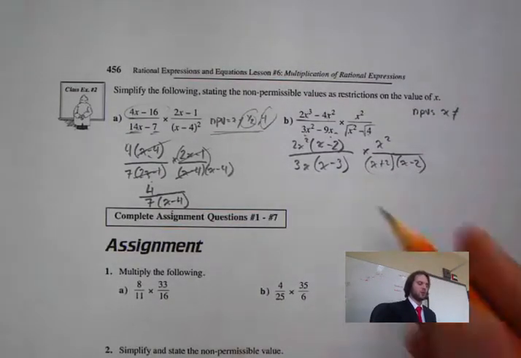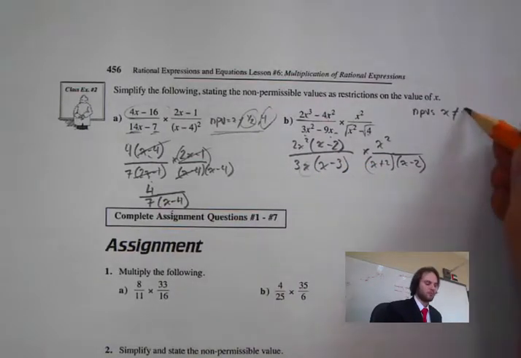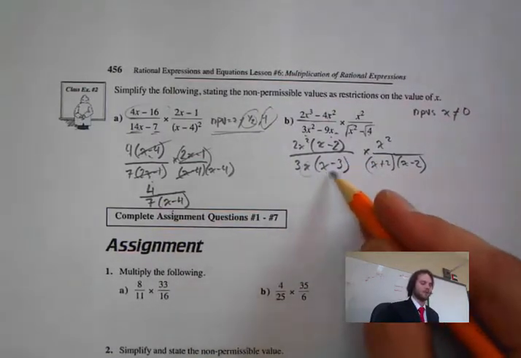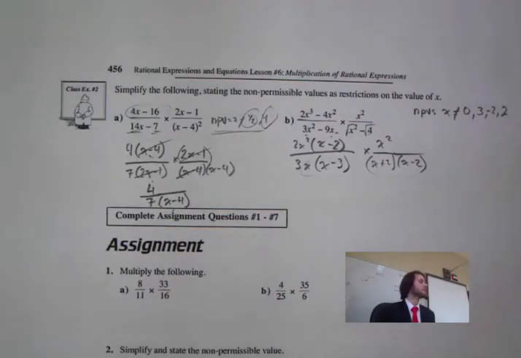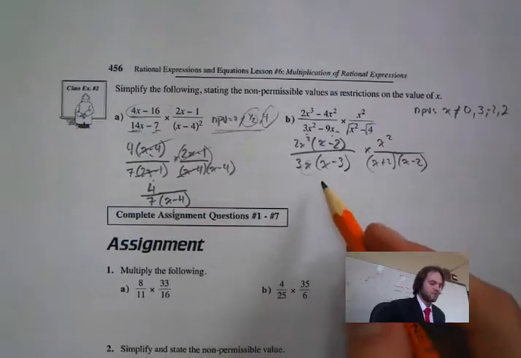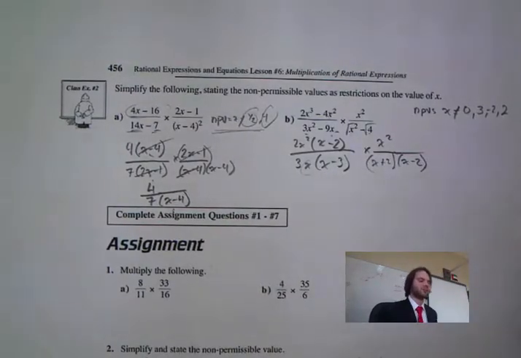x cannot equal, well, I have that, so 0, right? Make this equal to 0. I'm going to get 3. Make this equal to 0. I'm going to get negative 2. And this equals 0. I'm going to get positive 2. Okay, so those are my non-permissible values. All right. Now, I can start canceling off. I know what x cannot equal. I can start canceling off if possible.